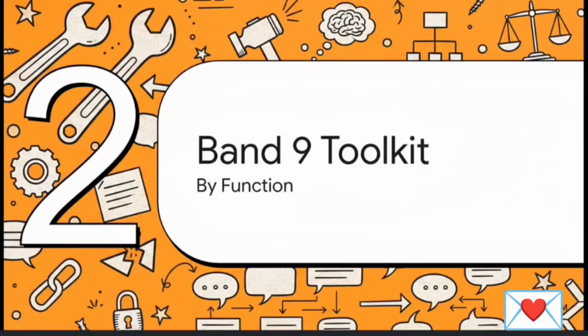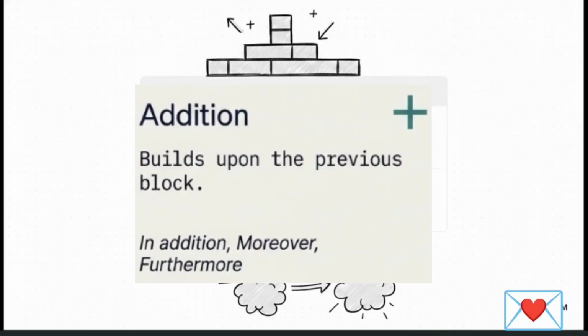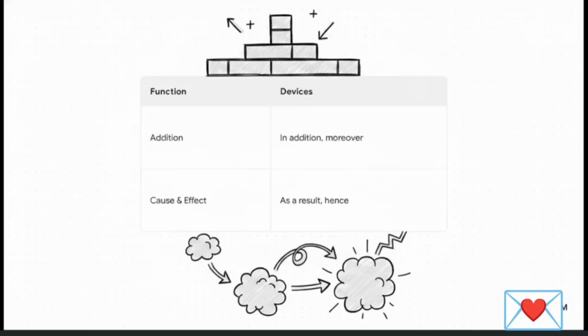Section 2. Your Band 9 Transition Toolkit. Okay, so we can actually categorize transitions based on the specific job they do. First up, we have addition. When you make a point, and you want to stack another similar point right on top of it, you use tools like in addition, moreover, or besides. It's basically a giant sign telling the reader, hey, there's more of the same coming.